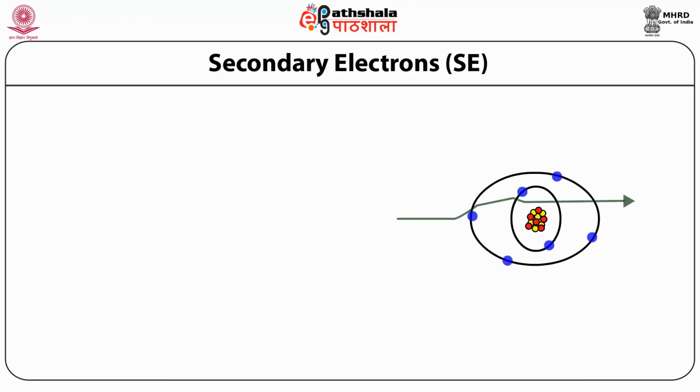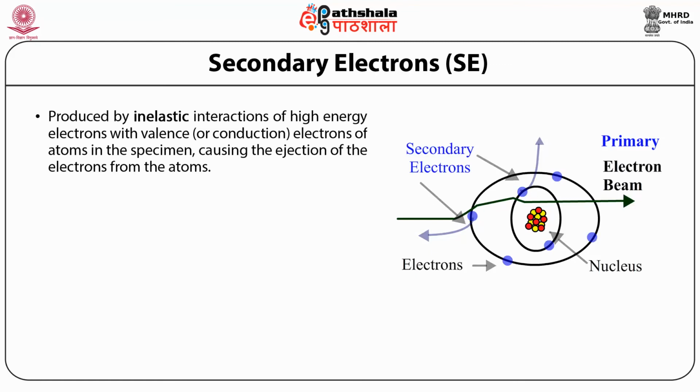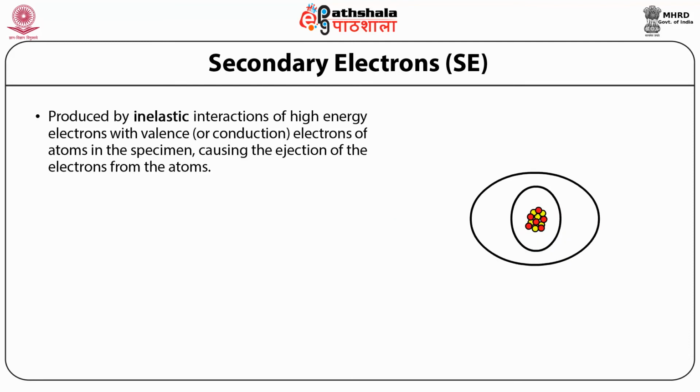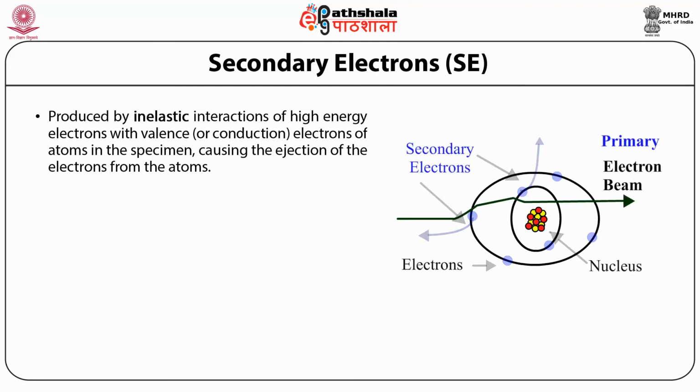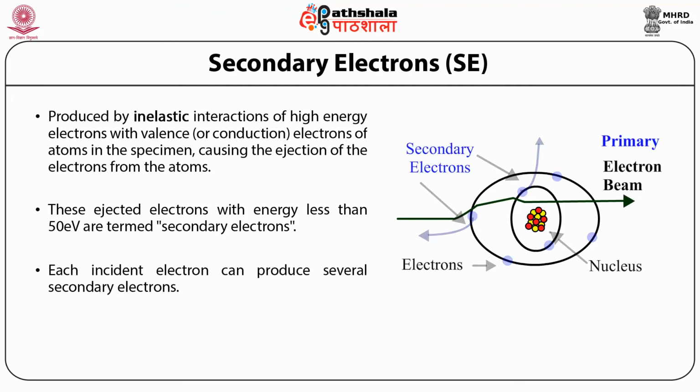Now let us discuss the secondary electrons. This figure shows how the secondary electrons are produced. Secondary electrons are produced by inelastic interactions of high energy electrons with the valence or conduction electrons of the atoms in the specimen, causing the ejection of the electrons from the atoms. These ejected electrons with energy less than 50 electron volt are termed secondary electrons, and each incident electron can produce several secondary electrons.